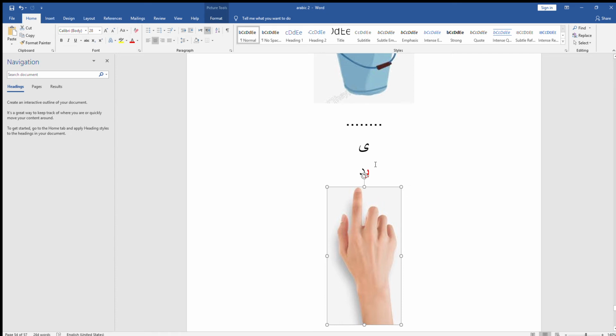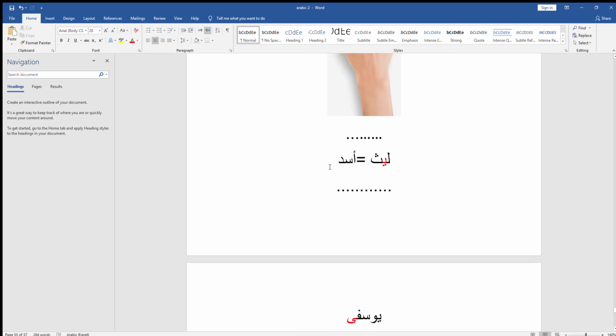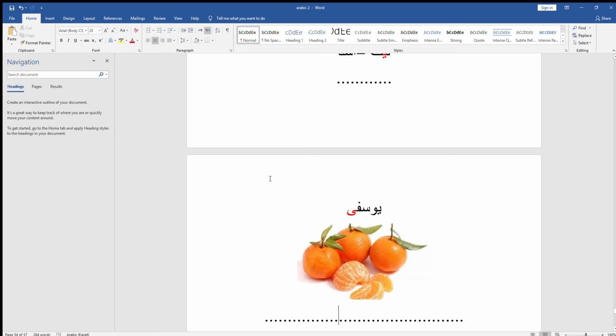ياء at the beginning of word like يد. Right or left. Easy. ليث, ياء between two letters like ليث. ليث equal أسد. ياء at the end of word like يوسفي. Those are يوسفي.